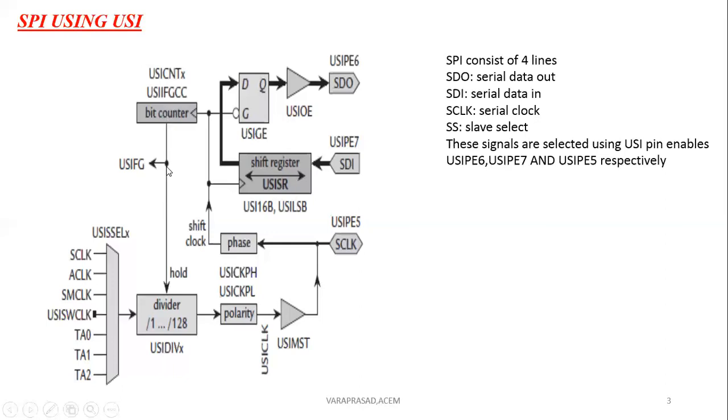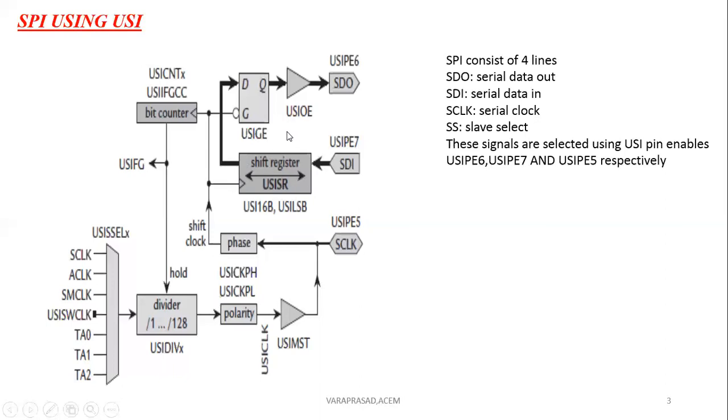At that time the clock will stop. That means it holds, it stops the generation of the clock, because SPI is mainly used in the synchronous mode. Synchronous means if the clock is stopped, the transmission will be stopped. That's why once the bits have reached the maximum, you have to stop the clock. That holds the clock frequency.